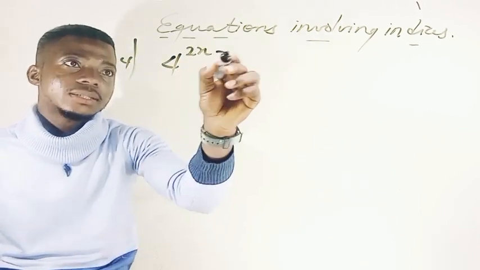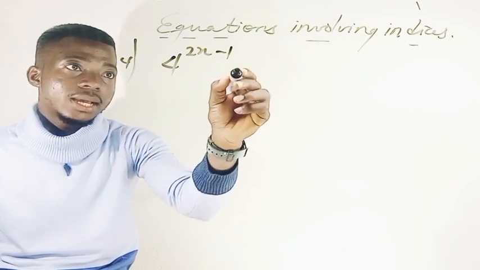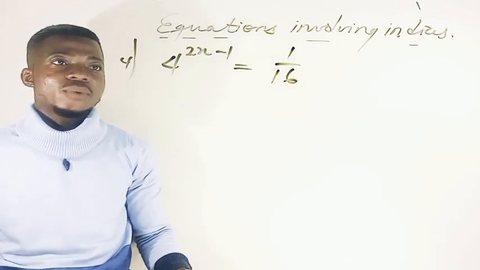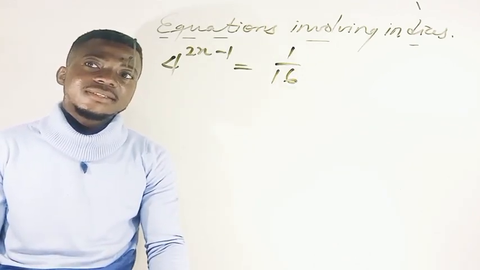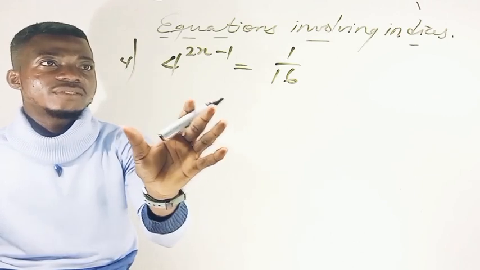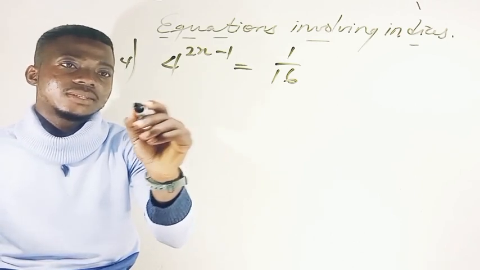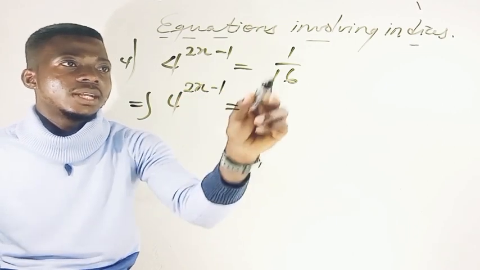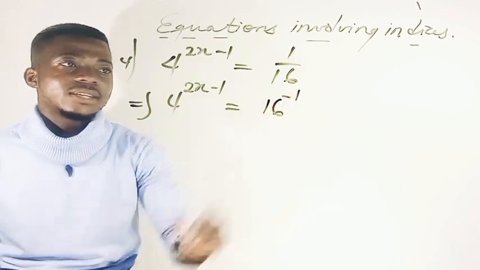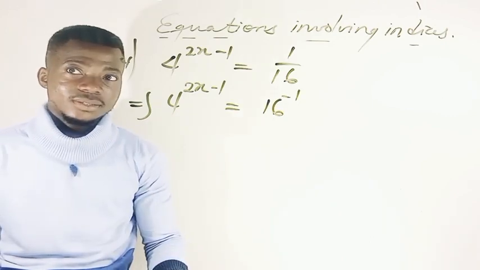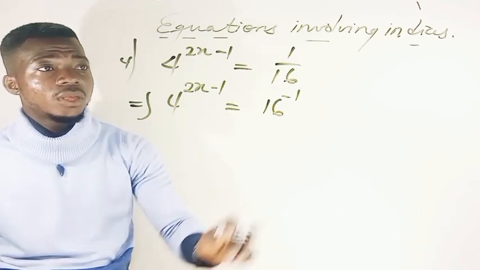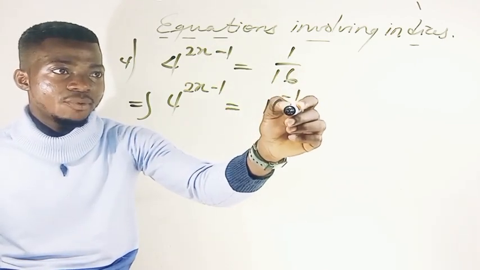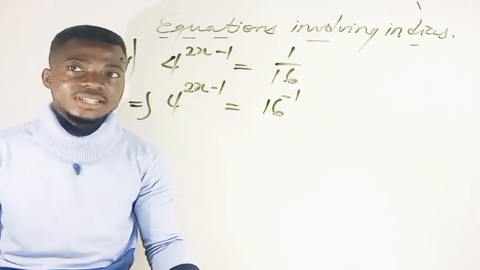2 exponent x minus 1 equal to 1 over 16. We have to find the value of x. It's not difficult, guys. So what you have to do, let's repeat this one. 2 exponent x minus 1. This one can be written as this, 16. You remember the rule number 2. We just have to flip it back. Negative index. This 1 over 16 can be written as this. So it was like this, and we brought it to this place.